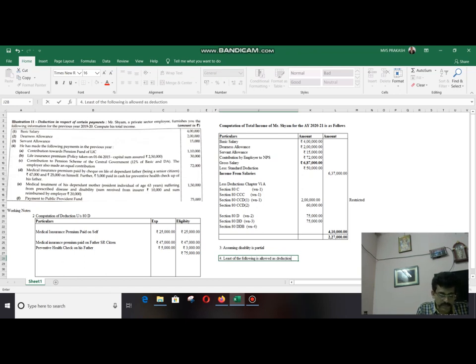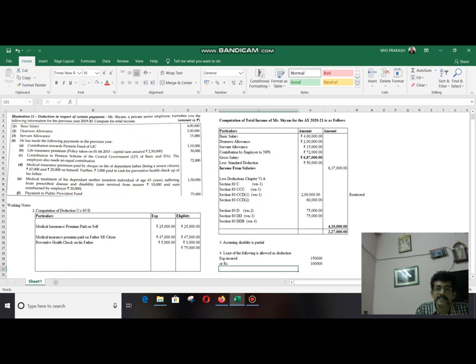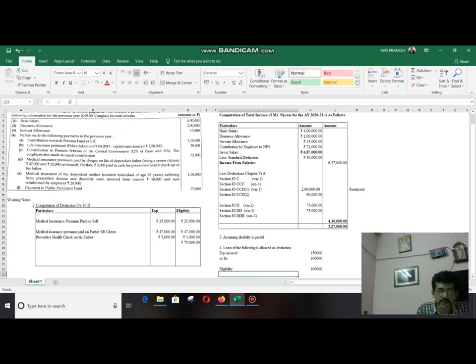What is the least? If we come to the least, the first one is nothing but expenditure incurred. What is the expenditure incurred? The expenditure incurred here is 1,50,000, or rupees 1 lakh, whichever is less is eligible for deduction under 80DDB. So here eligibility is 1 lakh. So the amount of deduction eligible is going to be 1 lakh.